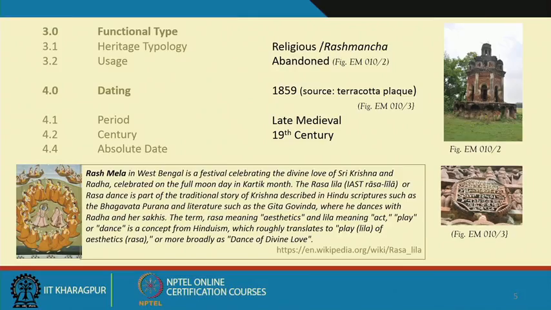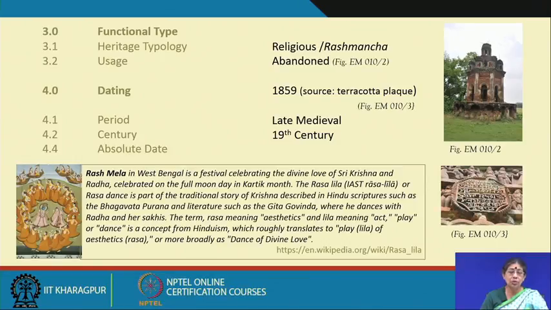So, the late medieval temple is the broad period, and the 19th century is the century. You can see that it's there, and sometimes we actually know from the documents which date it is. So, an absolute date can also be mentioned, but in this particular case it is not known. One can just clearly write that it is not known, and if it is known, whatever the source, one should mention clearly what the source of this dating is.